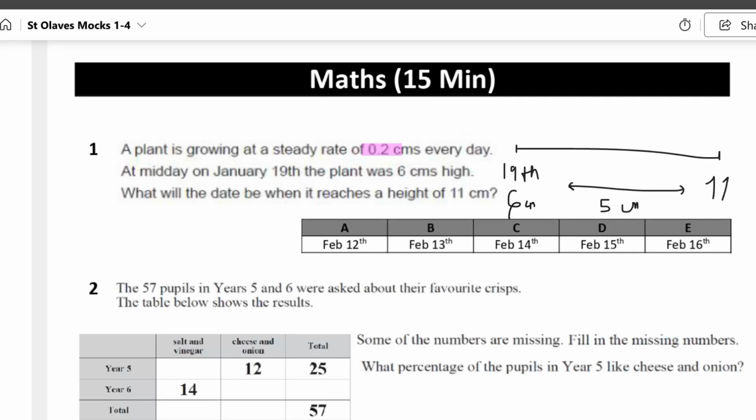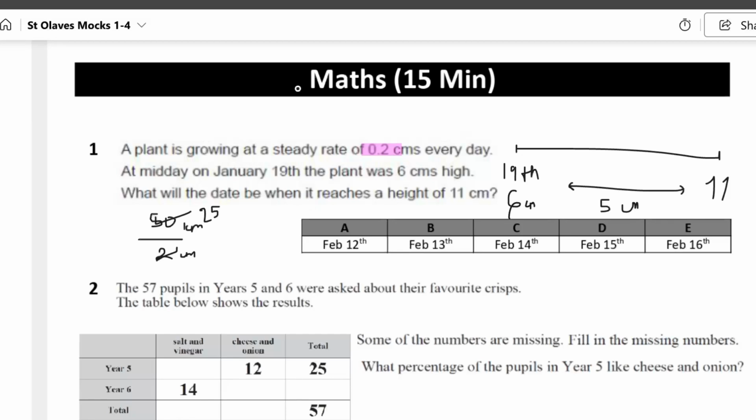So if we need to know how many days it takes to grow, I'm going to times 0.2 and 5 by 10 to find out the rate. Then we get 2 centimeters. We need to know how many days it takes to grow 50 centimeters, just to make that division easier. That's the only reason we're multiplying it by 10. So 2 goes into 50 25 times. So it takes 25 days from the 19th to grow 5 centimeters.